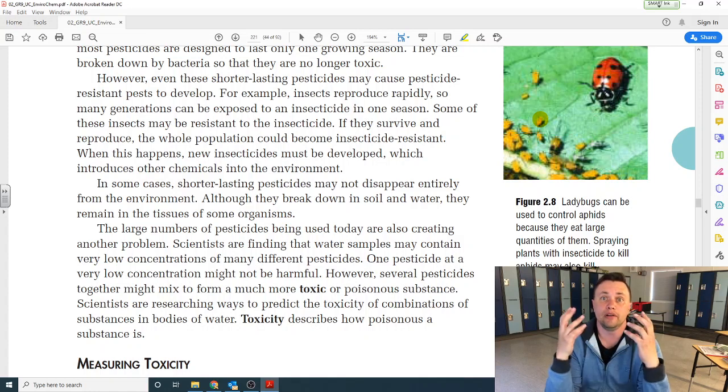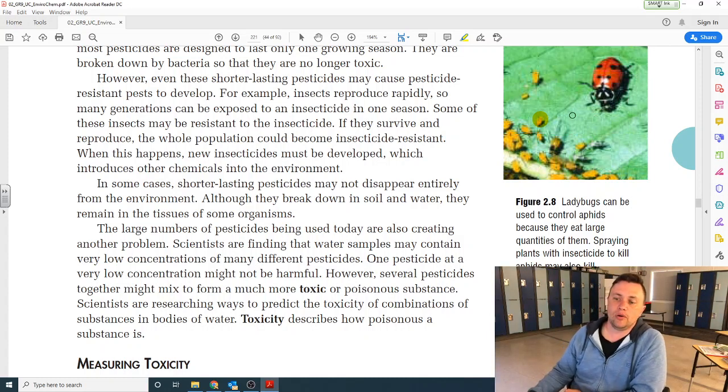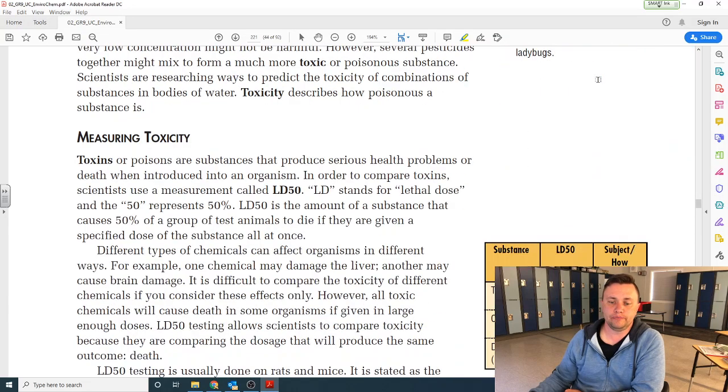And then you will have that, let's say a bird eats ladybugs, that bird will now have anywhere from 100 to, I don't know what 15 times 15 is off the top of my head, somewhere in the 200 range, parts of whatever the chemical is. So toxicity goes up the food chain and magnifies as you get closer to the top.